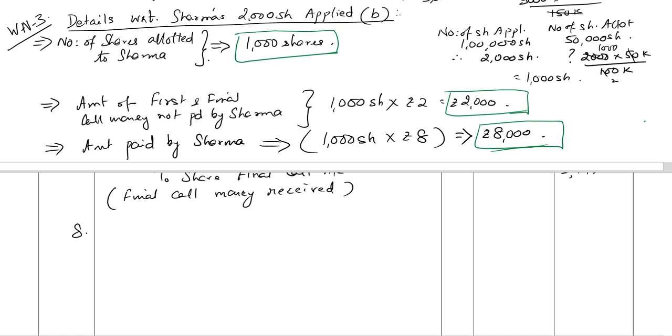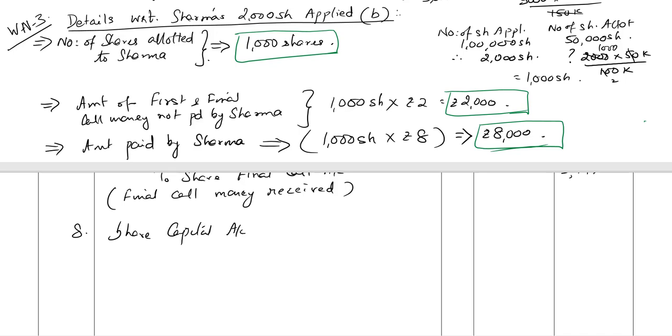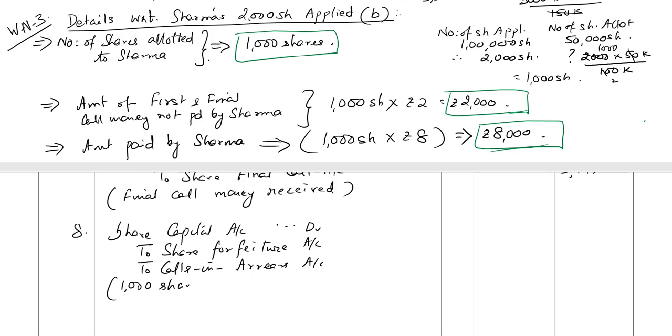The eighth entry is to forfeit Sharma's shares. Share capital account debit, to share forfeiture account, to calls in arrears account. 1,000 shares of Sharma forfeited for non-payment of final call money.